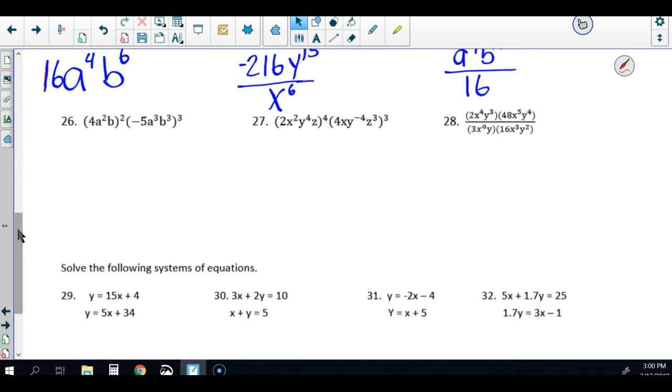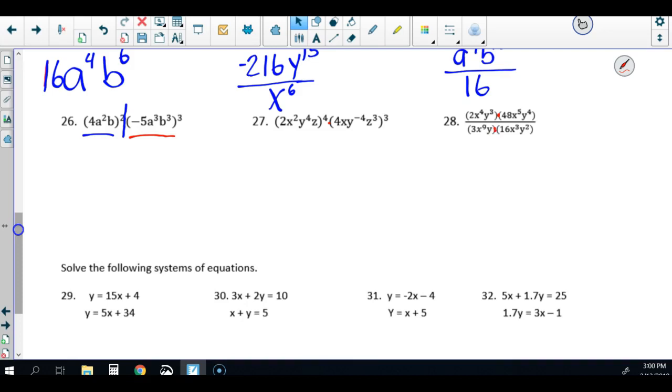26. We have multiple steps going on here. Here I see power to a power being multiplied by power to a power. I'm going to do this first, then that, and then multiply those answers together. And actually 27 is the same way. 28, multiplication on top, multiplication on bottom, and then divide.